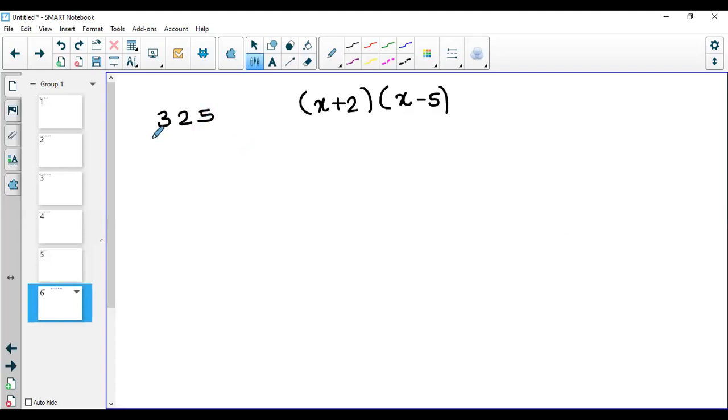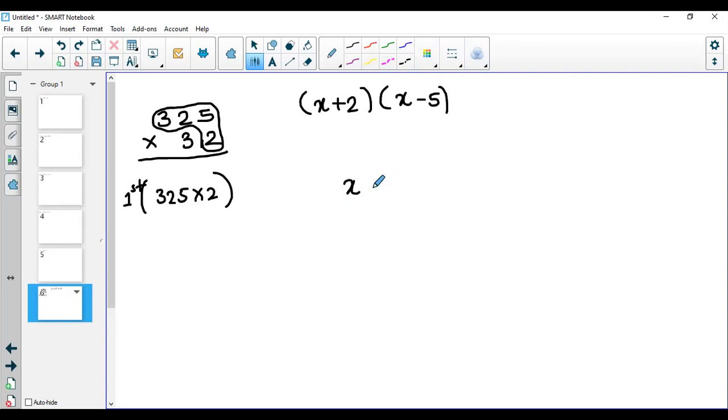For example, if you're multiplying 325 by 32, what do you do? The first thing you do is multiply this whole thing with the 2, right? This is the first step we do. So first we multiply 325 by 2. This is the first step, right? So the same step we will do here. Let me first write down the question. So start by writing the binomials right under each other like that.